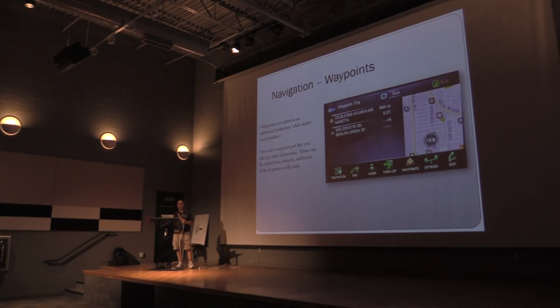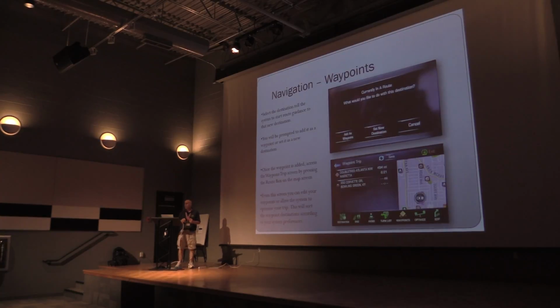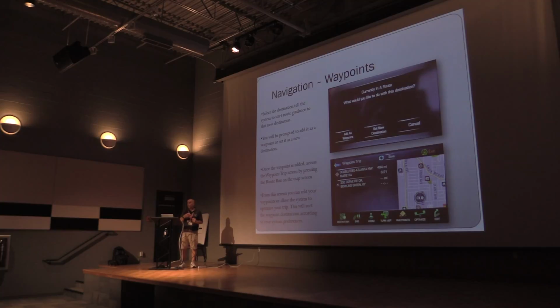Once you're under route guidance, if you attempt to enter another destination, it's going to tell you that you're currently in a route, and it's going to ask you, what do you want me to do with it? Do you want to add it as a waypoint to your current route, or do you want to set it as a new destination? Your choice. If you add it as a waypoint, now you have a waypoint trip.